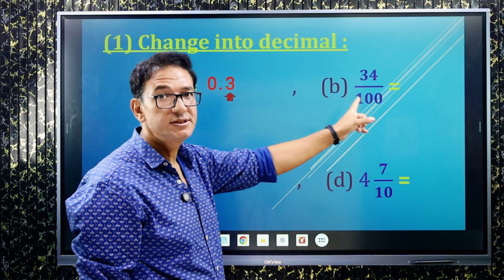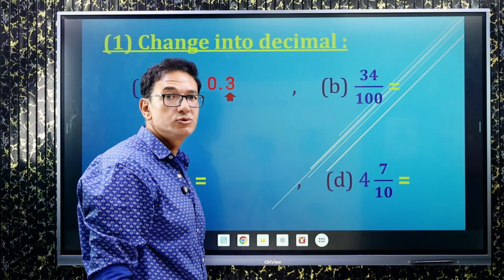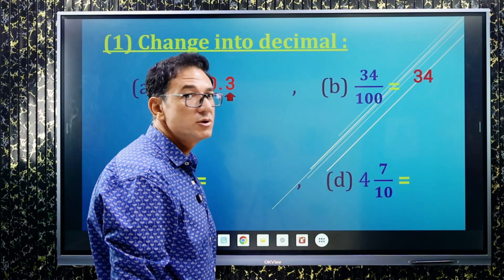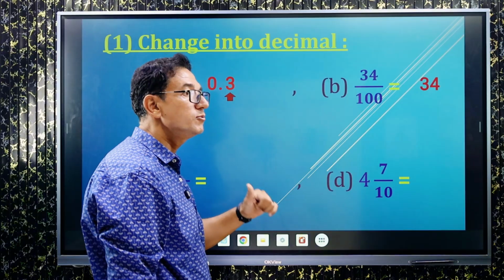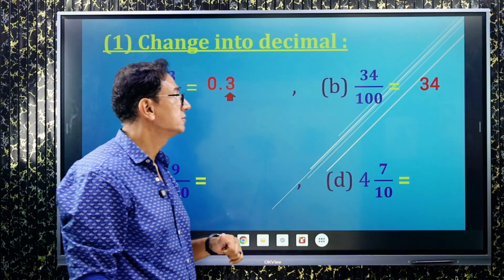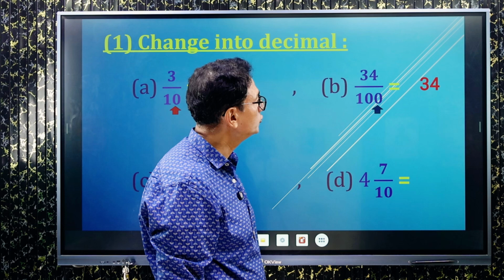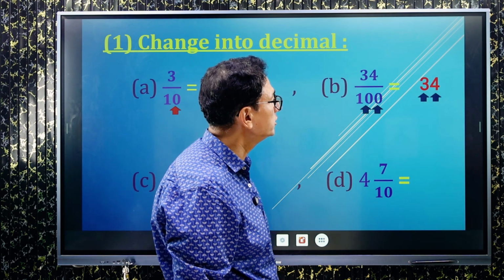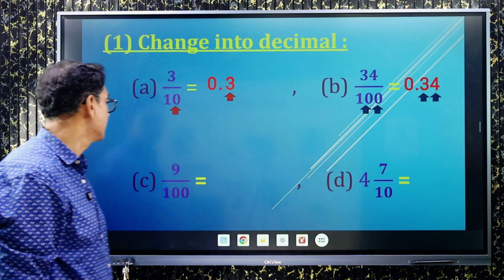B, 34 out of 100. So we will drop 34 as we have, and then we will start counting 2 digits. And remember, we start counting from the right, okay? We have 2 zeros, 1, 2. So we will start counting 2 digits from the right, 1, 2, and put point and 0.